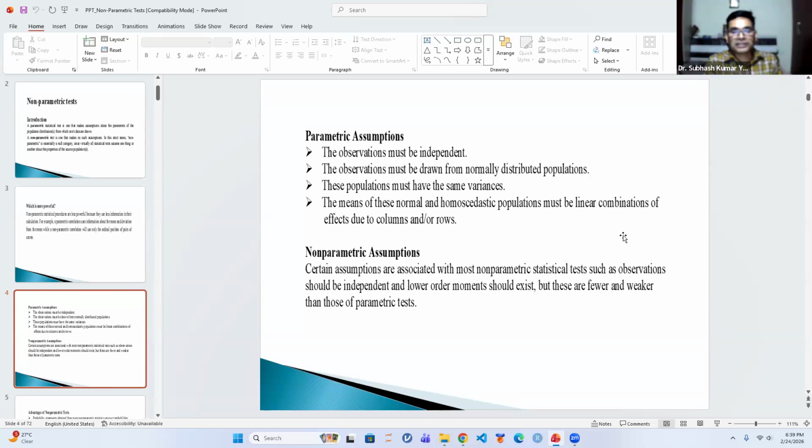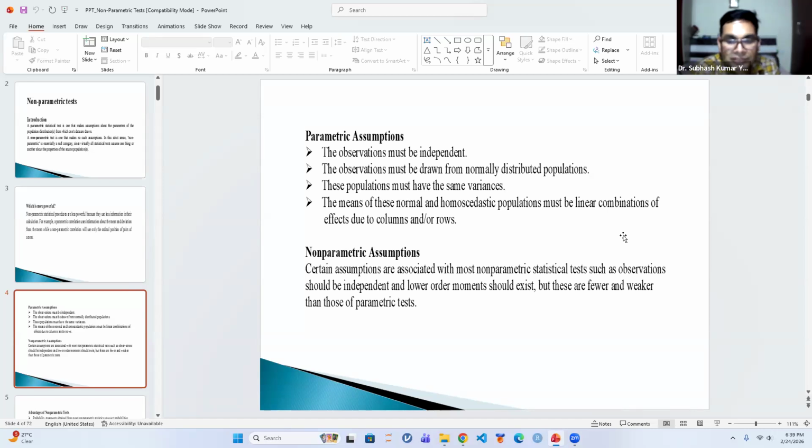So this assumption is also one of the major assumptions for the parametric tests: equality of variances, not means. The means of these normal or homoscedastic populations. Homoscedastic means having equal variance. It must be a linear combination of effects due to column or rows. So all the effects should be linear in nature.